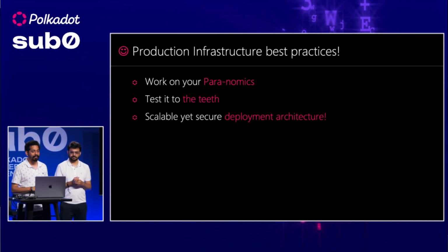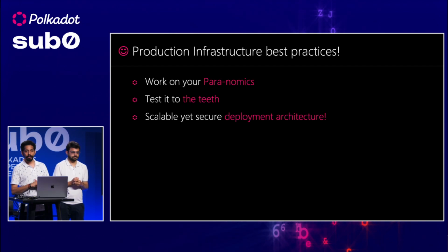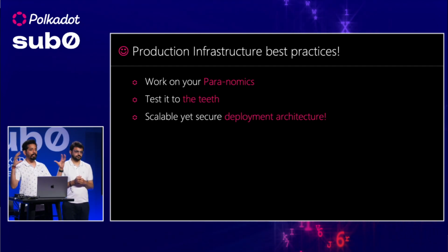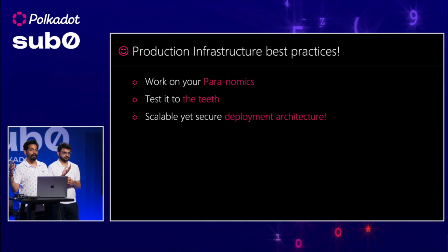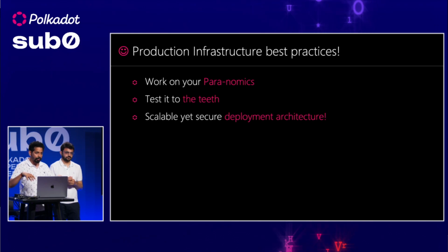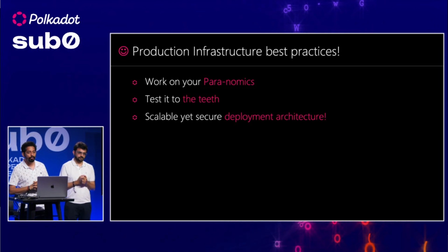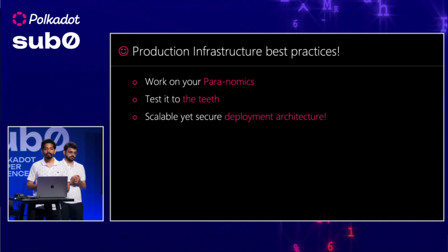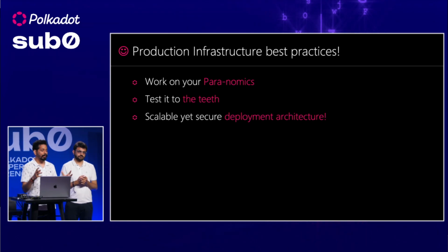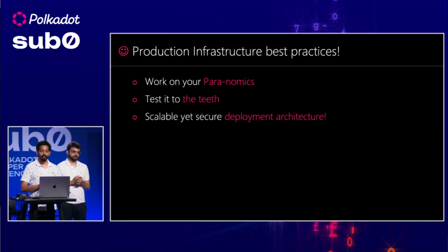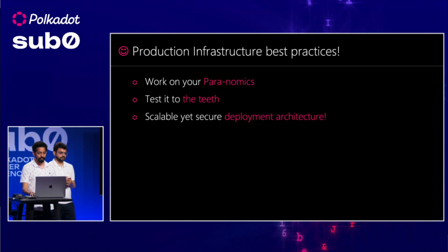So test it, and you have to make it scalable but secure. So how do you scale your network? How many people can join? Will too many collators slow it down? So you have to think about all those things while figuring it out. So it depends a lot upon your topology, your deployment architecture. So this is one of the important things for production parachains which you must know.